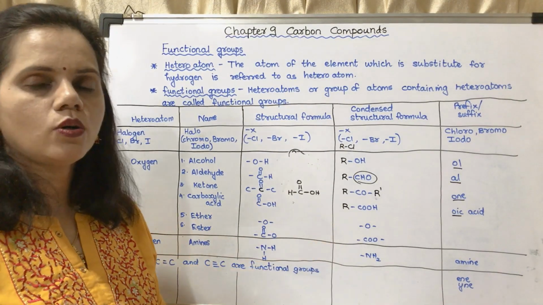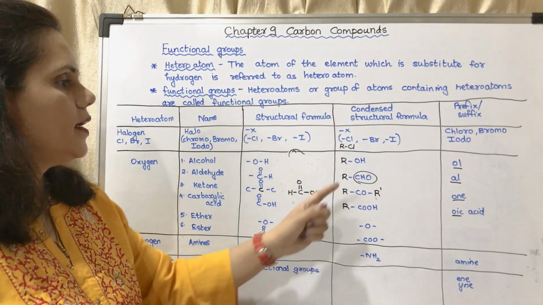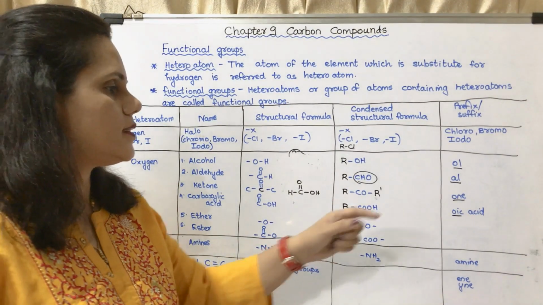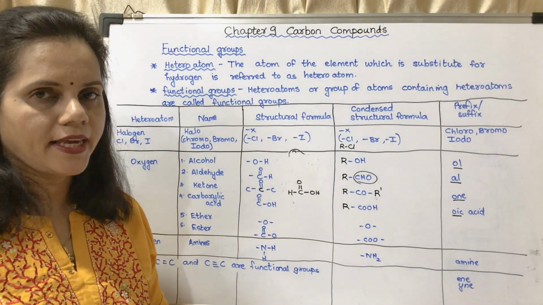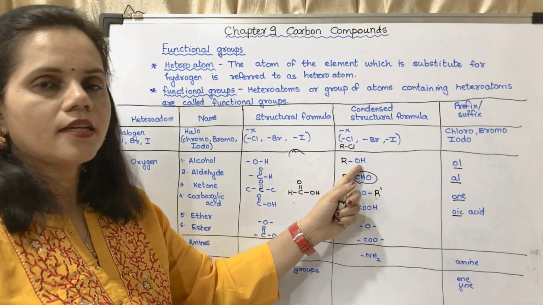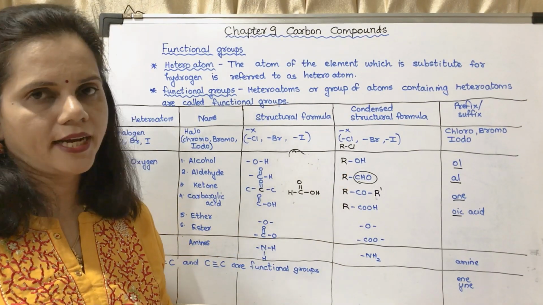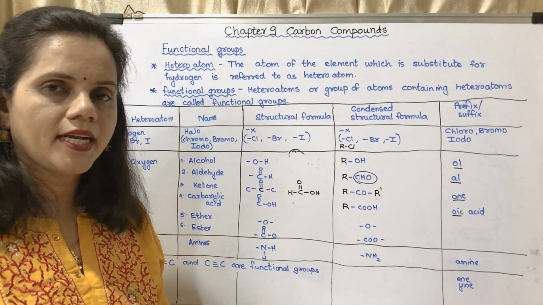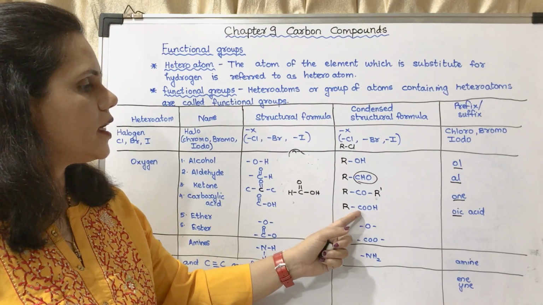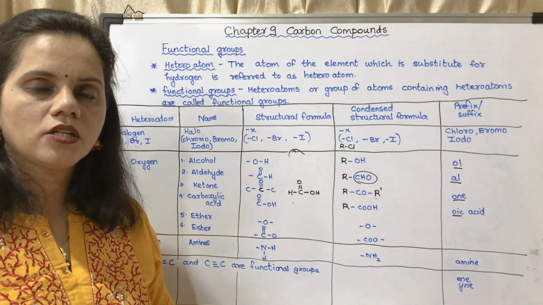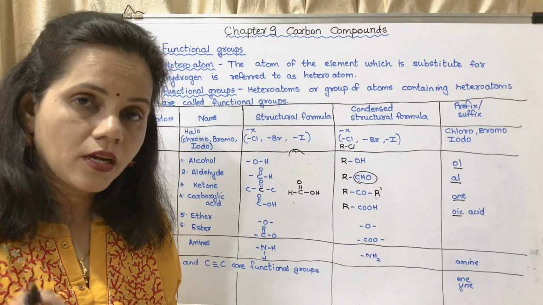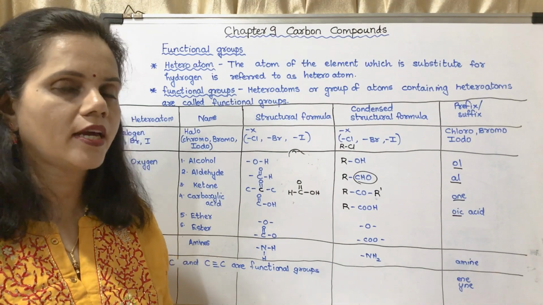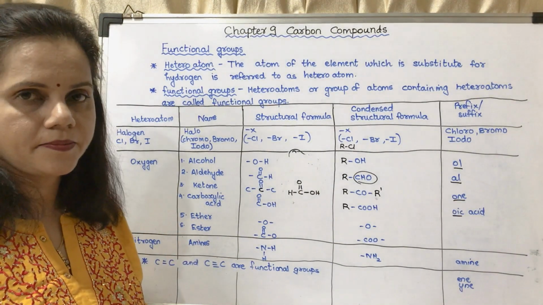Carboxylic acid, COOH towards one side. This is CHO towards one side. This is COOH towards one side, and its suffix is oic acid. Now you cannot write this as HO. You have to write it as OH. You cannot write this as COH. You have to write it as CHO. You cannot change the order of this also. It has to be COOH because it helps you to understand what the functional group is. Okay, that's all. Now the next is ether.